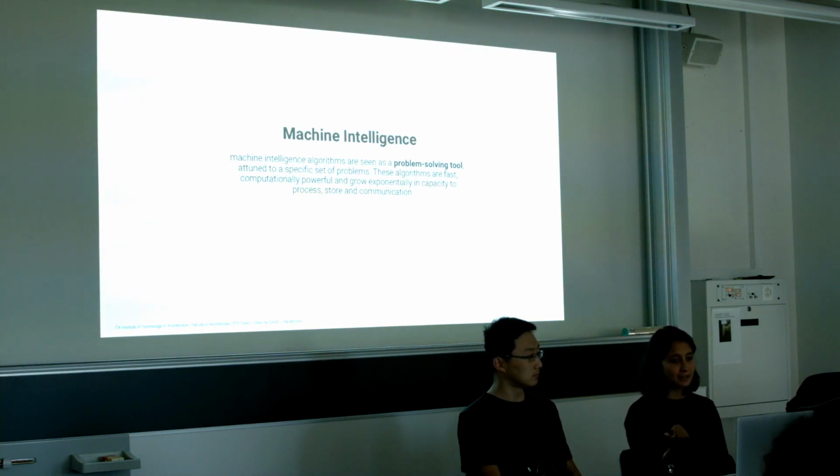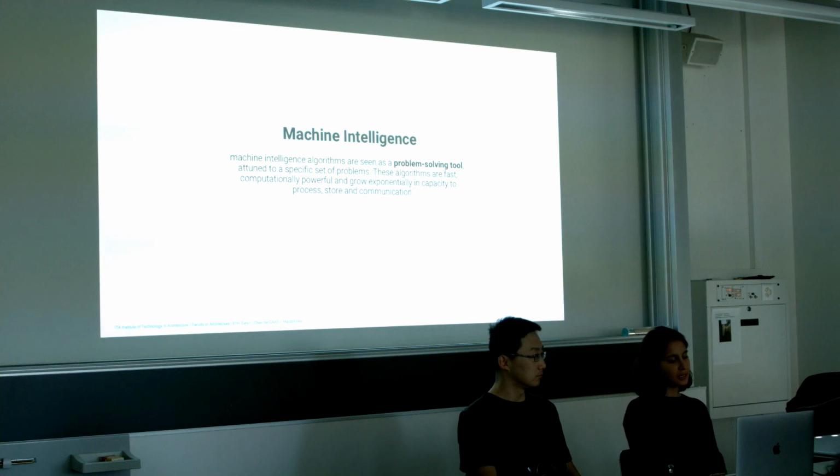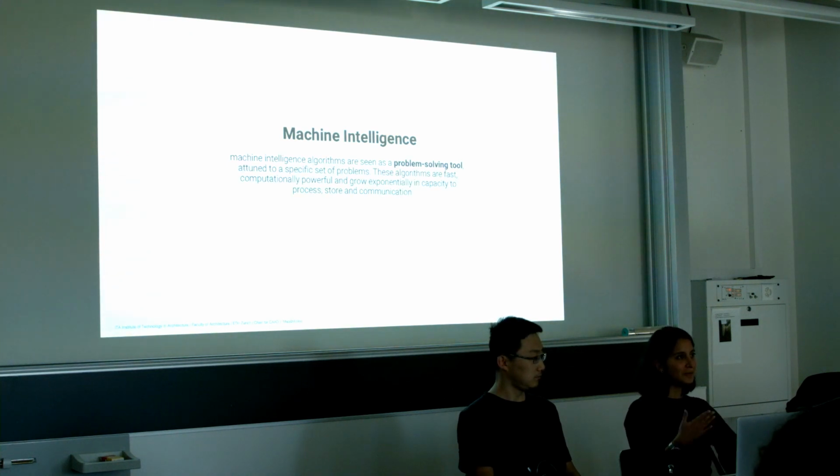Machine intelligence can be classified into two approaches. One seeks to reduce human intelligence to symbolic manipulations, and the other tries to mimic the model of neural behaviors and build a mathematical model for it. In both cases, machine intelligent algorithms are seen as problem-solving tools attuned to a specific set of problems. Another interesting thing is that even now, machines are not only solving problems, they are de-solving problems. Because with big data, any question can be answered. There is not a specific problem to answer. These algorithms can solve any.